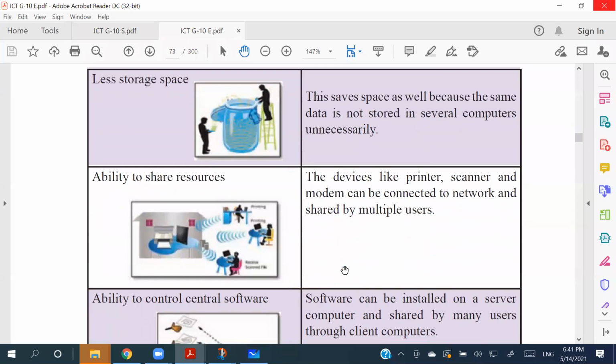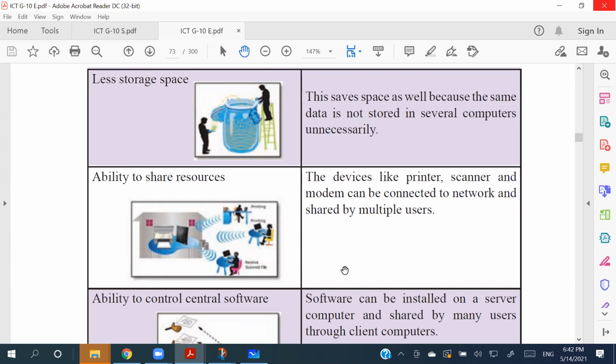And the ability to share resources, yes, that is one of the best benefits that we are having out of a network. So sharing means you can share files, you can share data, as well as you can share some hardware devices, like a printer, right? So you can connect a printer to a network and allow all other computers to take printouts from that one particular printer.